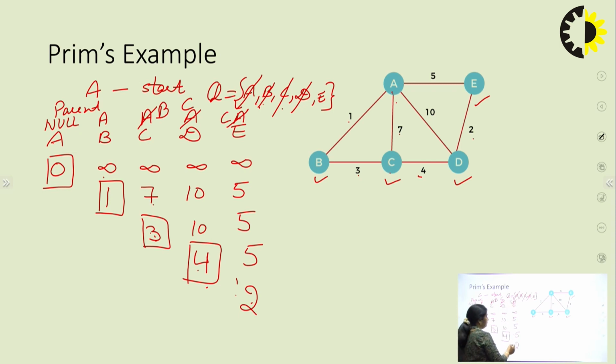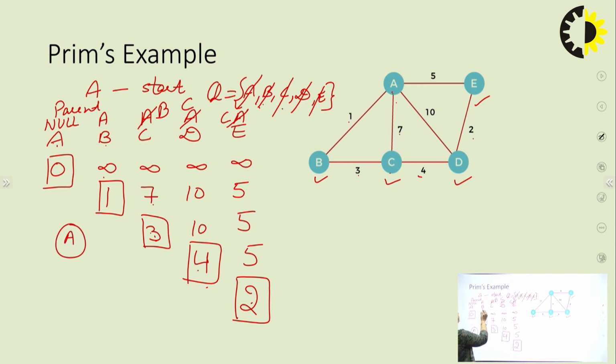Now 2 will be selected. E is deleted. What are the neighbors of E? A and D, which are not in Q. Q is empty now. We'll stop here. So we have found our minimum spanning tree. What is the minimum spanning tree? What is the parent node of A? Null.